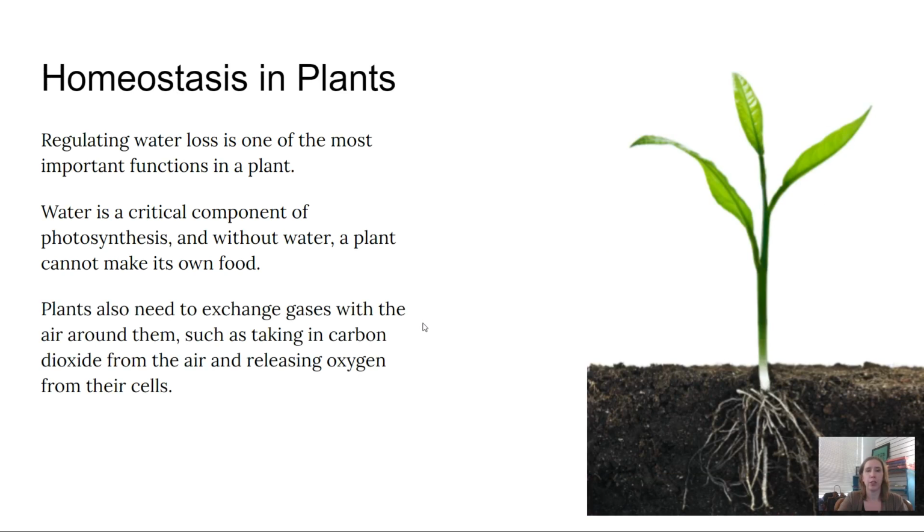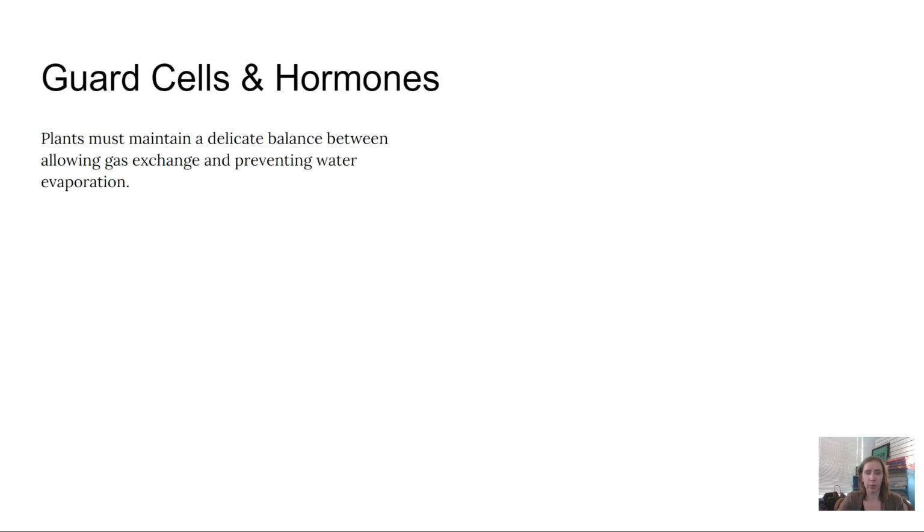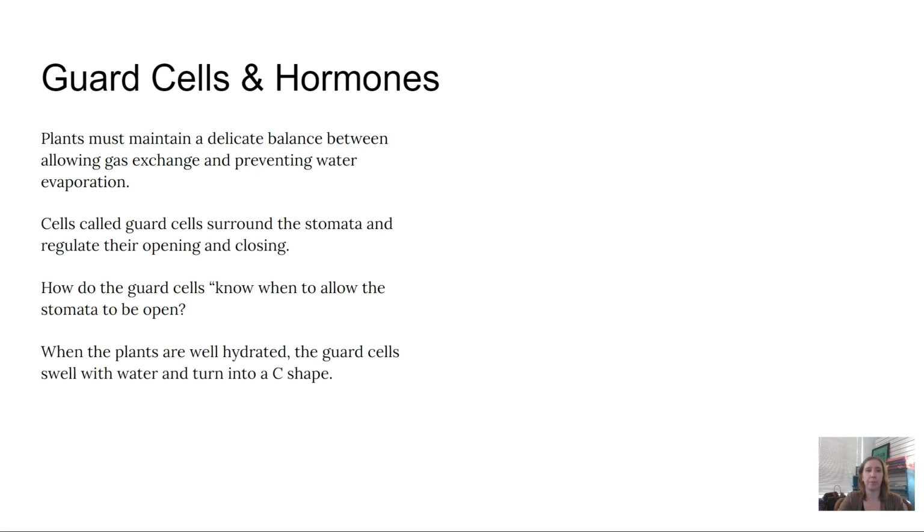Plants also need to exchange gases with the air around them, such as taking in carbon dioxide from the air and releasing oxygen from their cells. Guard cells and hormones. Plants must maintain a delicate balance between allowing gas exchange and preventing water evaporation. Cells called guard cells surround the stomata and regulate their opening and closing. So how do guard cells know when to allow the stomata to open?